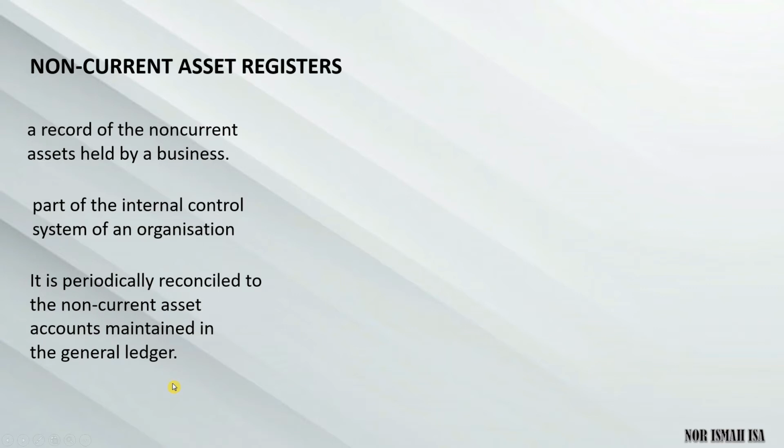So at the end of the month, the general ledger will have the balance of the non-current asset, and the asset register will have a balance for each of the non-current assets of the business, and it will total out the amount of each non-current asset in the asset register. The total amount will be compared with the amount in the general ledger. So the company will make a reconciliation if there is a difference in the balance of the general ledger and the non-current asset register.